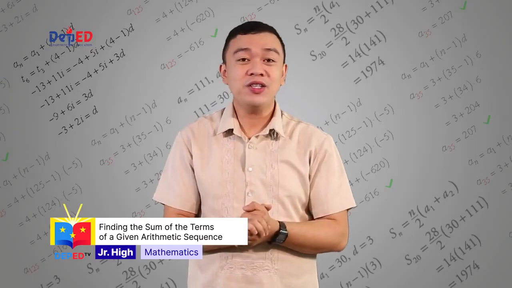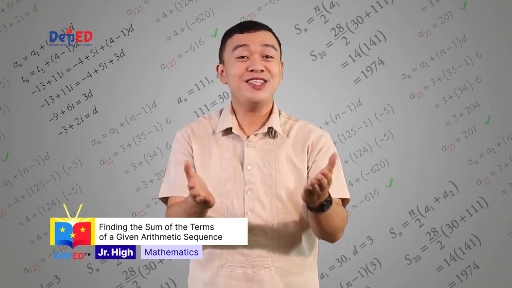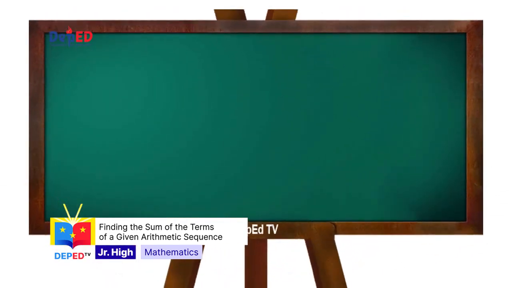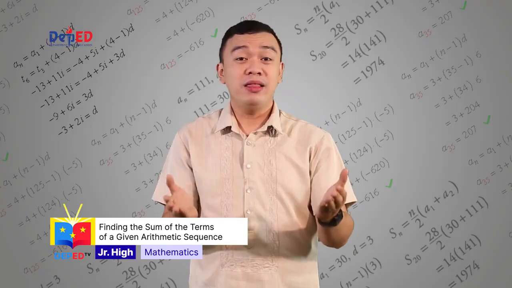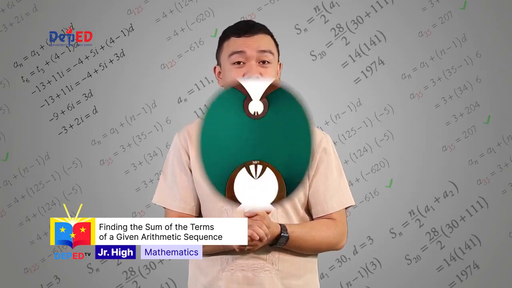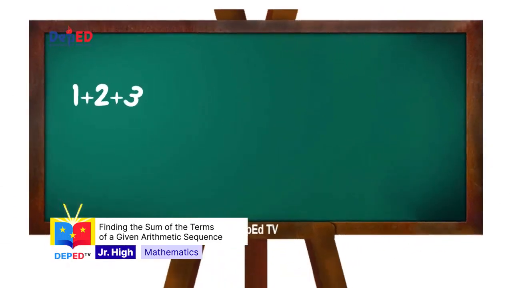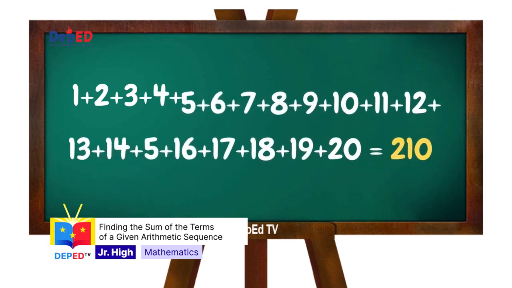To let you experience getting the sum of the terms in a sequence manually, let's do the following. Number 1. Find the sum of the first 20 natural numbers. By listing all the natural numbers from 1 to 20 and adding them, we have 1 plus 2 plus 3 plus 4 up to 20, that is equal to 210. Thus, the sum of the first 20 natural numbers is 210.